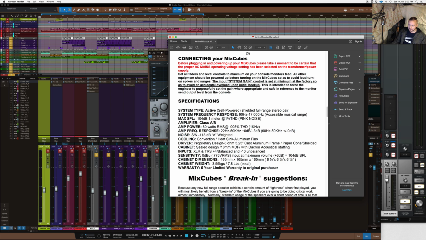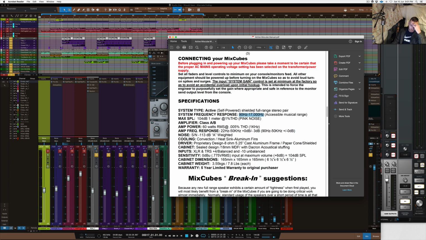So let's get into the Avantone theory, or the closed cabinet speaker theory, and get a few ideas as to why they use those speakers and why they're a good reference monitor for detailed frequency response in the mid-range area. The speaker itself, as you can see here, has a system response of 90 Hertz to 17,000.